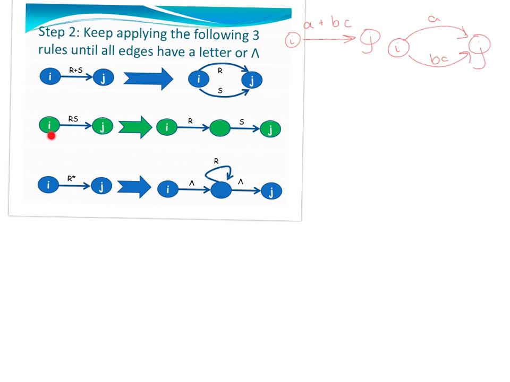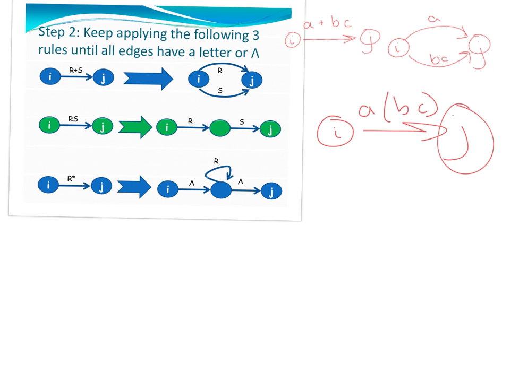This one says if you have two regular expressions concatenated together, that's the same as taking the first one and then taking the second one. So again, if we use A as our first regular expression and BC as our second, we might say that's going from I to J, where A is my first regular expression and BC is my second one.